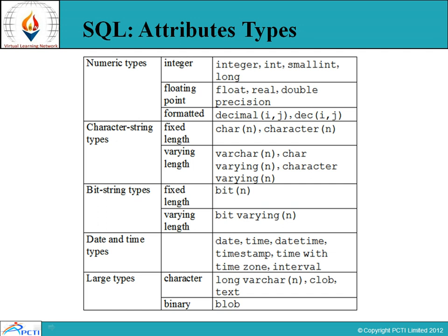Next, the character type. If you are using characters like ABCD, you can give a fixed size with char. For varying length you can give varchar, according to the size. Next is the bit string type; you can give fixed length and varying length using bit and bit varying. Next is date and time: if you are using a date of birth, you can give the data type date or time. And for large character and binary data types, you can use long varchar, and blob for binary.